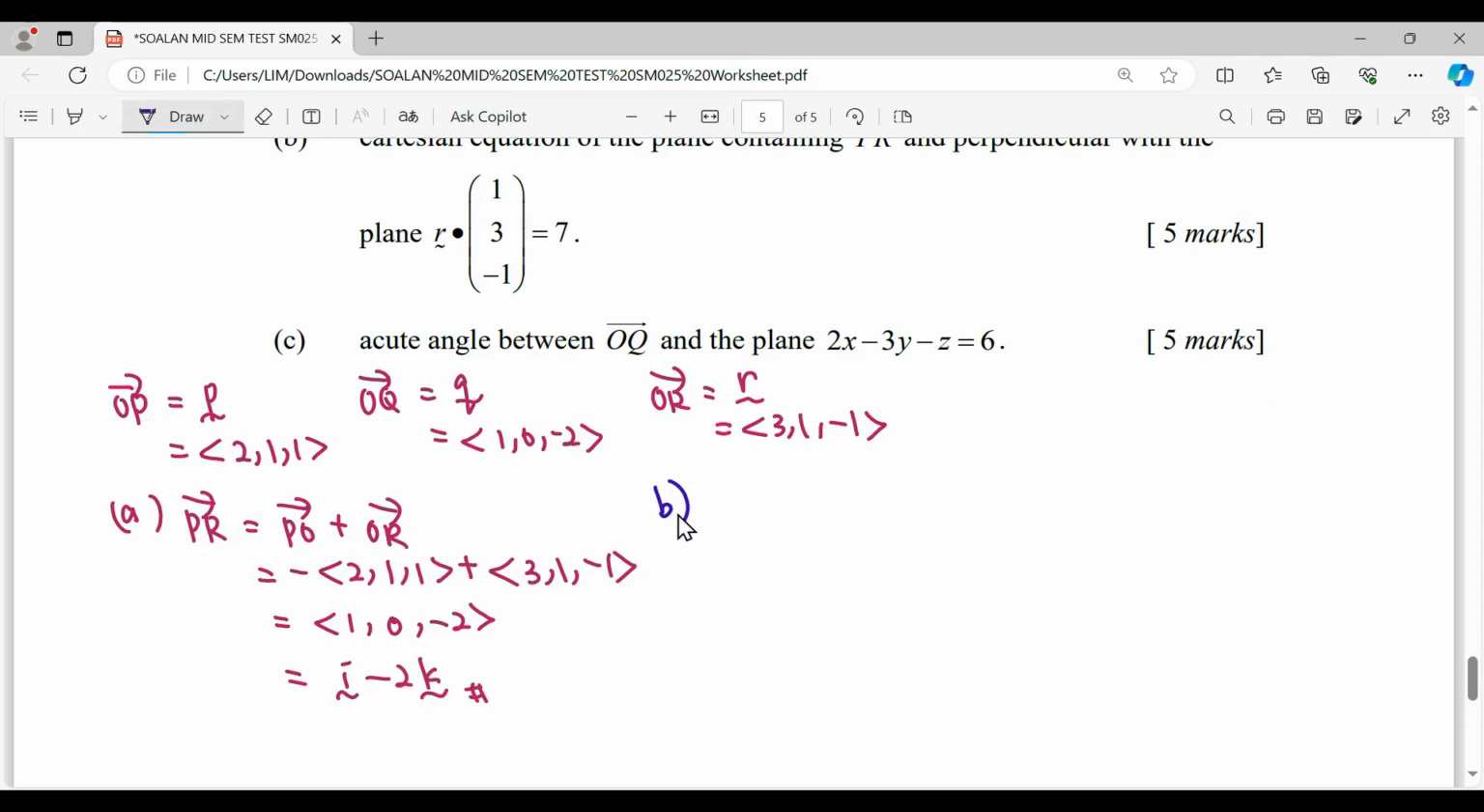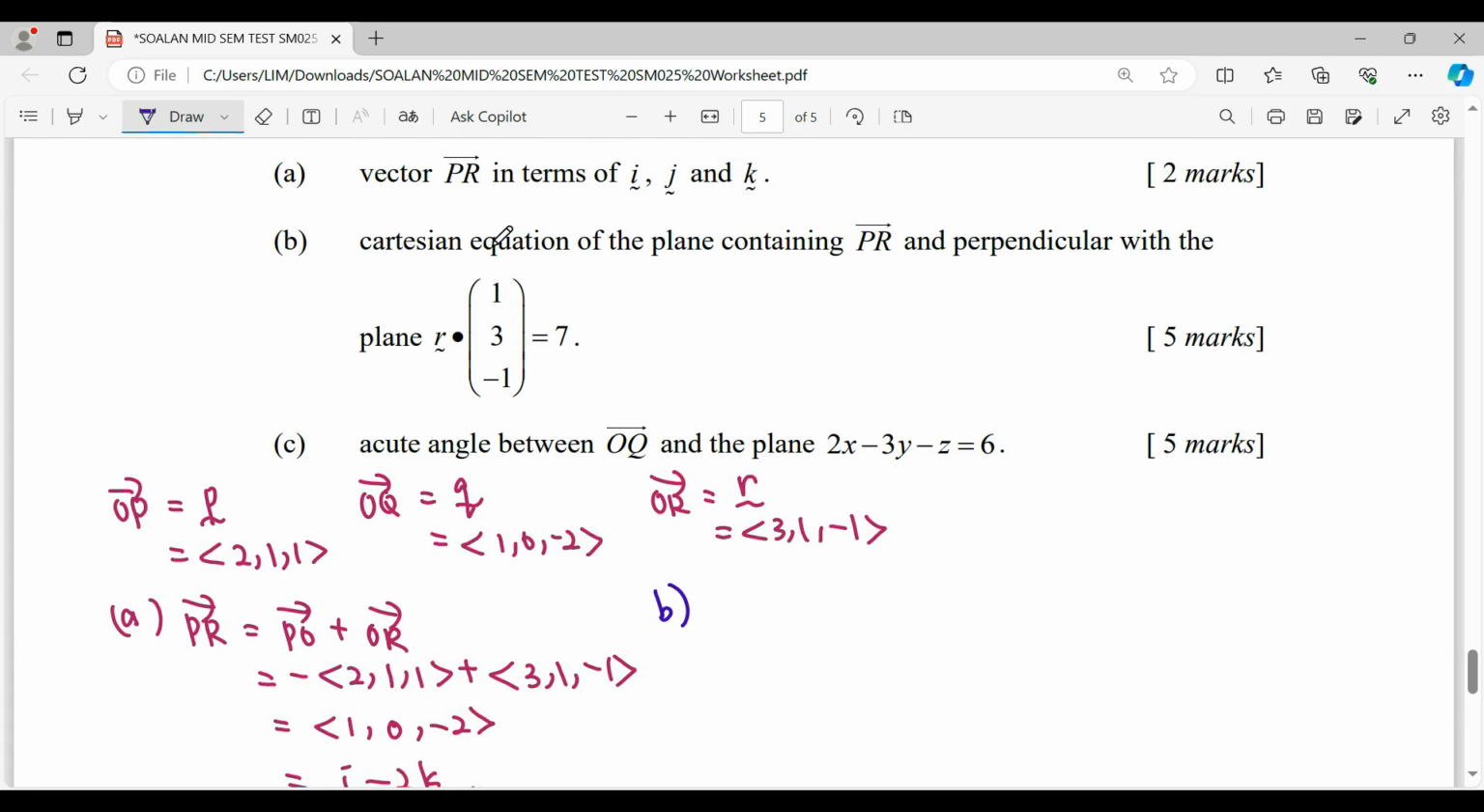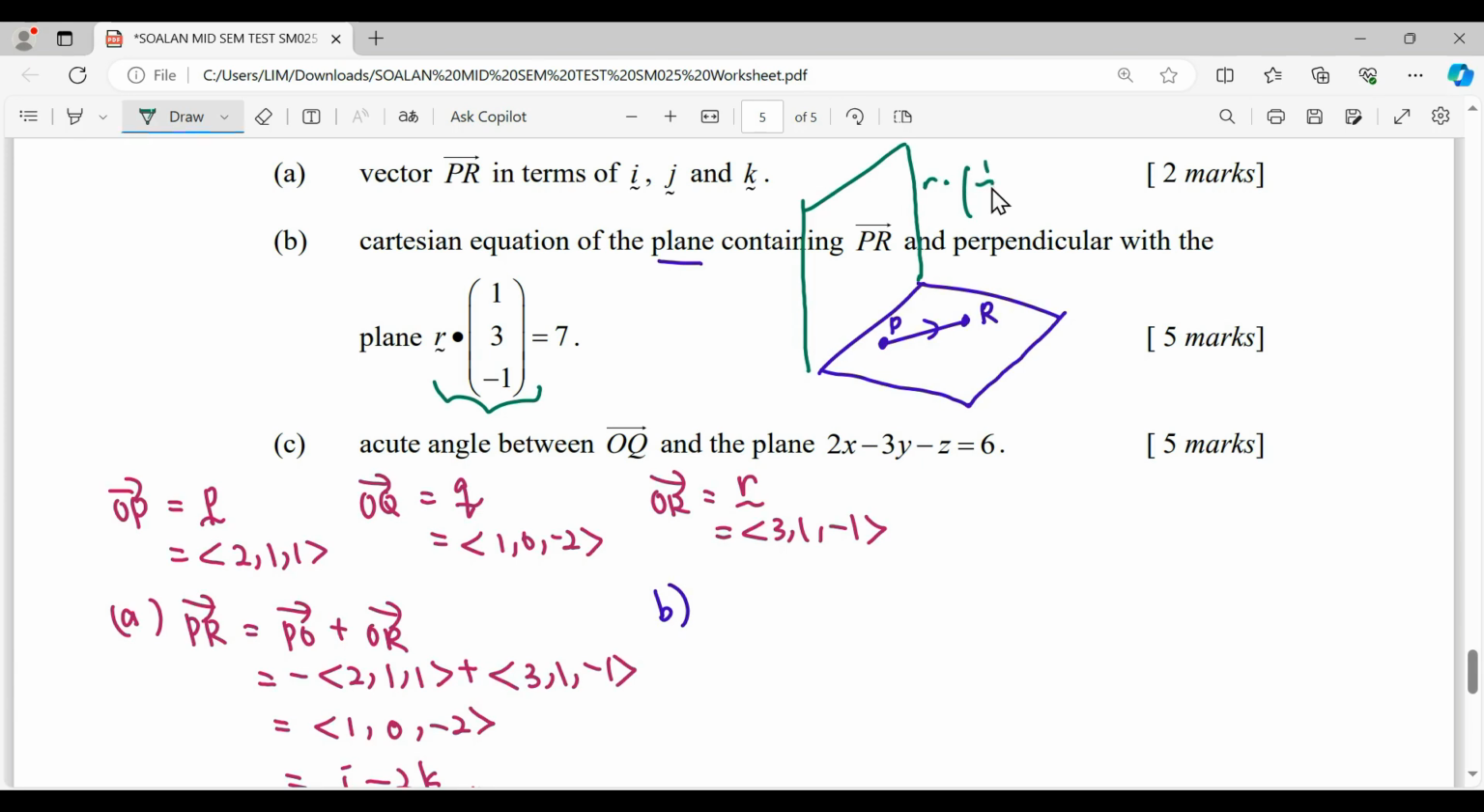Then for question B, they ask to find the Cartesian equation of the plane, so this is your plane, which contains the vector we already found from P to R, and it is perpendicular to another plane. When you have a plane perpendicular to another plane, it means that this plane is standing on your plane. So this plane has r dot (1, 3, negative 1) equals 7.